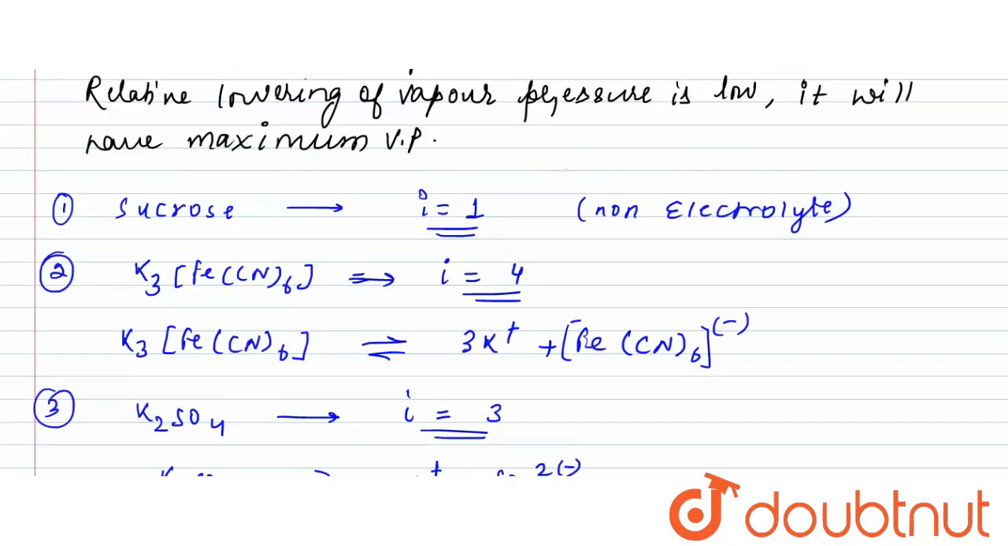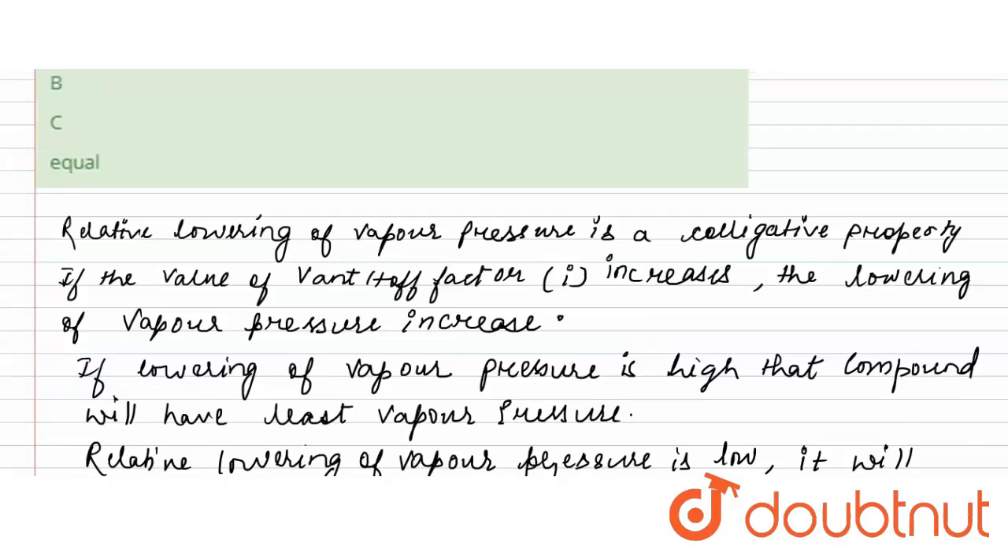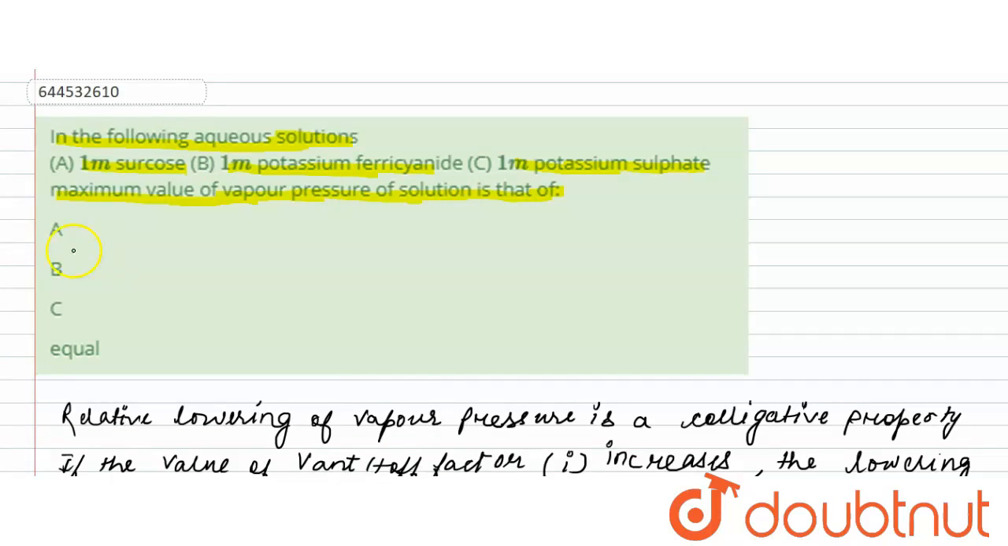Let's see which option is correct. Since sucrose was A, option 1 is correct. So we'll write here option 1 is correct, right? I hope you have understood.